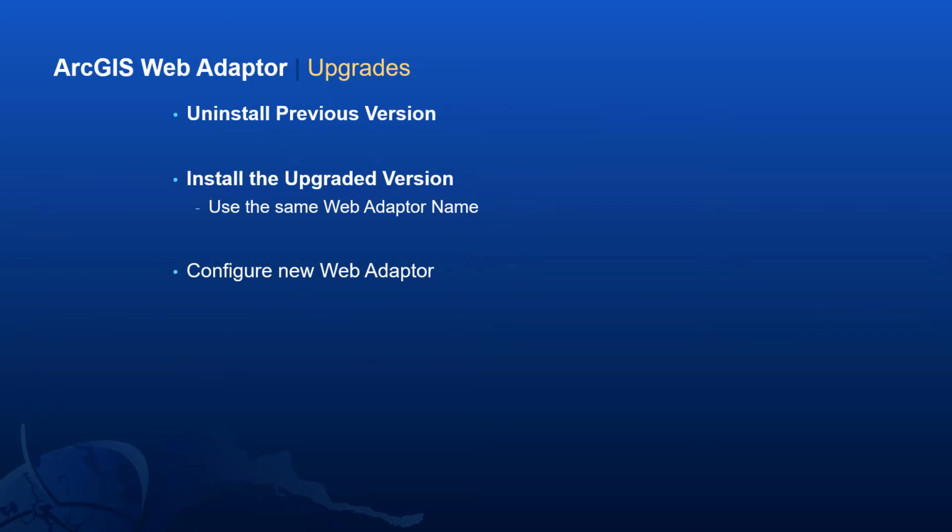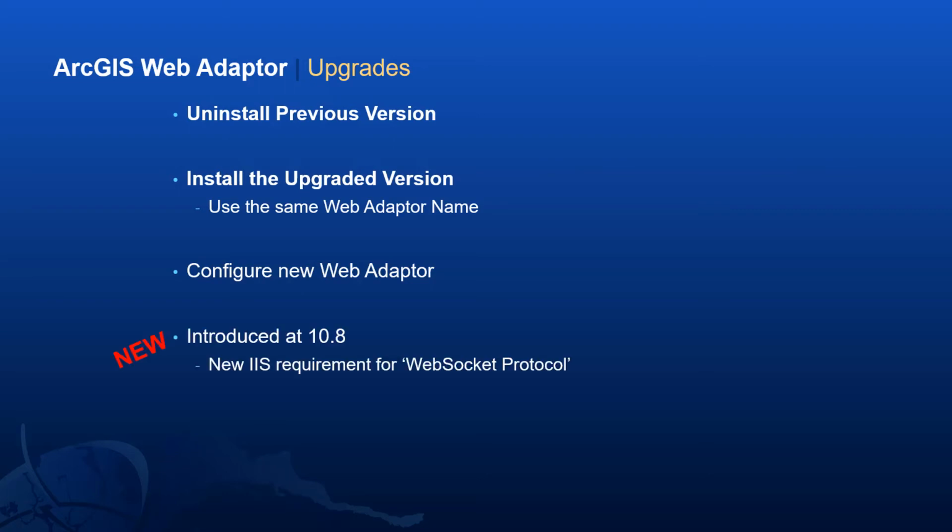Upgrading to the new web adapter requires uninstalling the previous web adapter. Once the old web adapter is uninstalled, you can now install and configure the new web adapter. Starting at our 10.8 release, the WebSocket protocol is now required. As our software advances and offers more capabilities, we need to configure the underlying infrastructure to better support communications over the internet between a client and a server. For example, Workflow Manager, Notebook Server, and Mission Server rely on this protocol being configured.